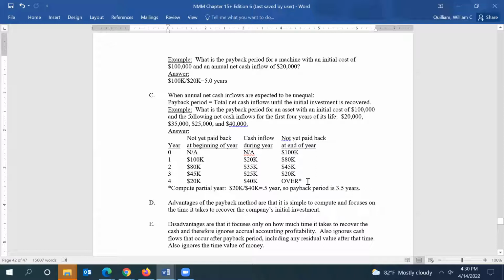So we have to backtrack. We're not going to go quite to the end of year 4. Let's compute a partial year. Well, the 20,000 not yet paid back divided by cash inflows in year 4. That means about halfway into the year, we get paid back in full. So we've gone year 3 plus half a year in year 4. So 3.5 years is the payback period.